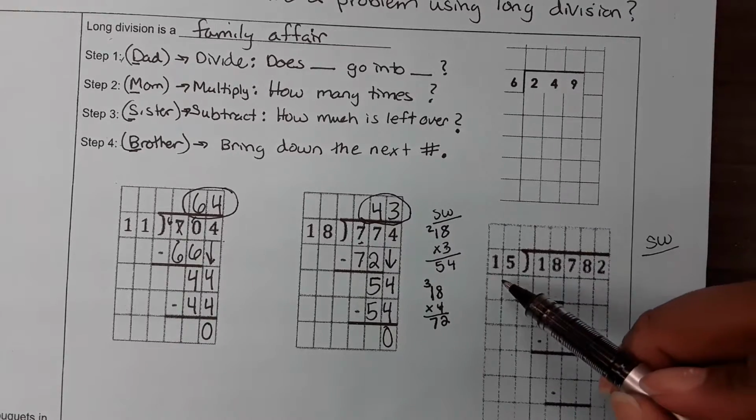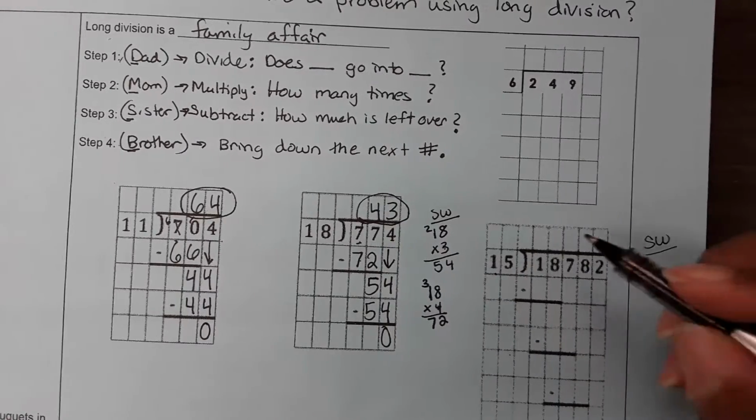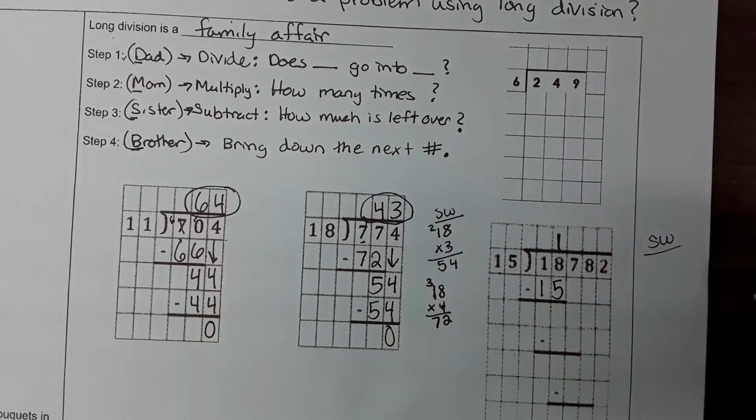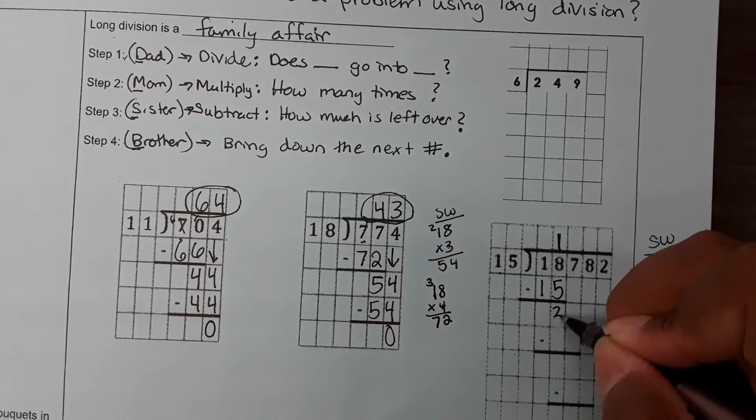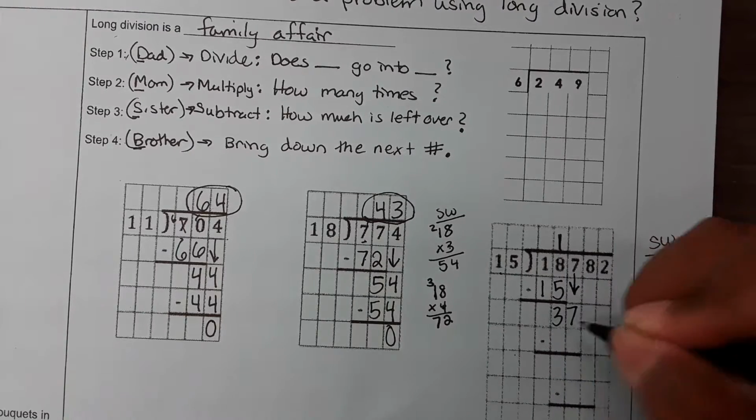All right. Does 15 go into 1? Nope, too small. Does 15 go into 18? Yes, it does. 1 time. 1 times 15 is 15. And I subtract. I have 3 left over. That's going smoothly so far. I bring down my 7.